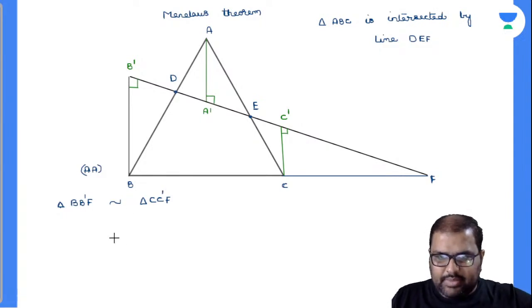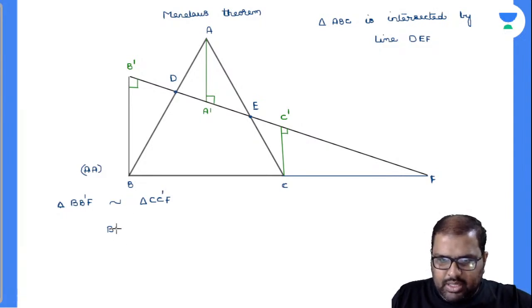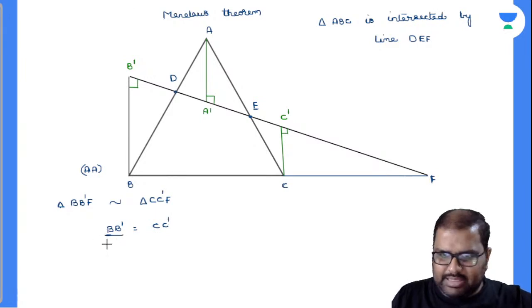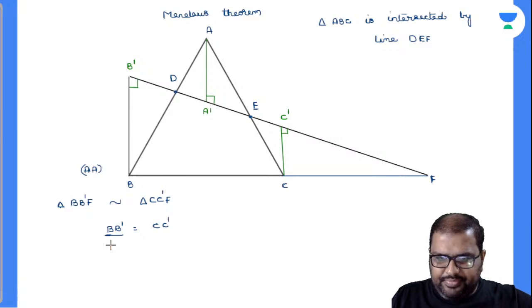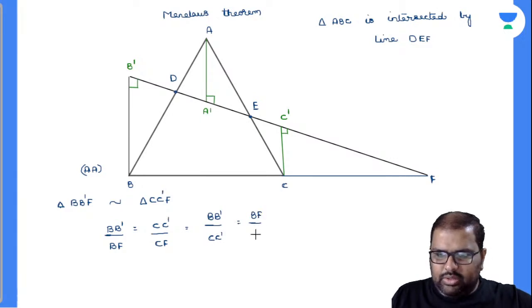So in both triangles, BB dash is proportional to CC dash. And again, these two lie on the same base, proportionate basis there. So BF will be proportional to CF. So by this I will write down: BB dash by CC dash is equal to BF by CF. Shall I take down the next triangles?